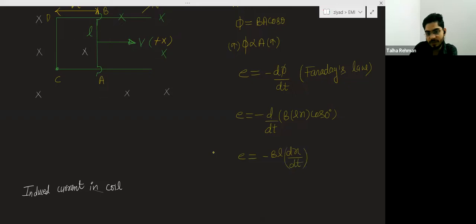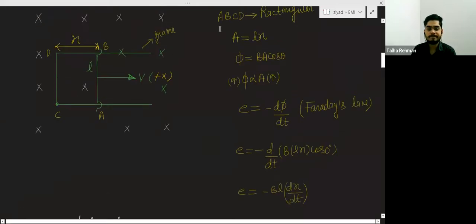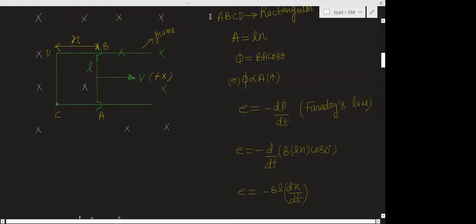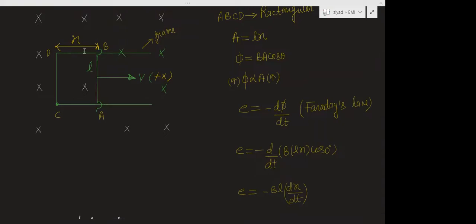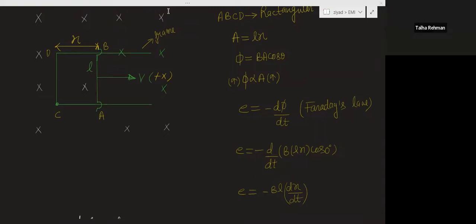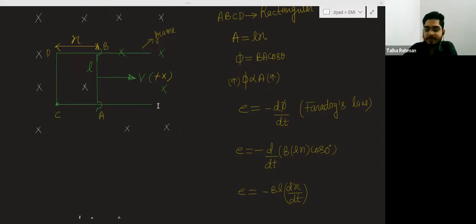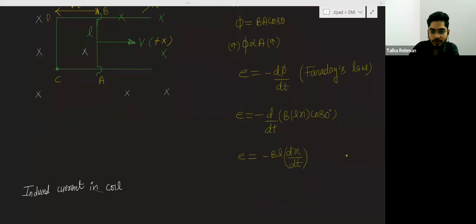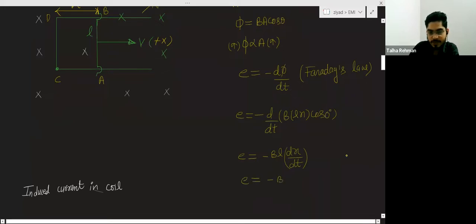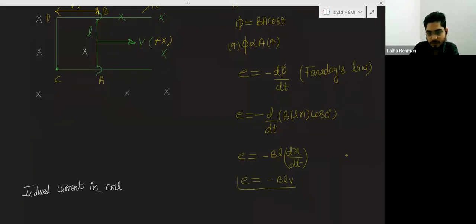Can you tell me what dx by dt will be? This x is changing. What is x? X is a distance. Distance divided by time is speed, or you can say displacement divided by time is velocity. So dx by dt is equal to the velocity of the wire. So the EMF induced in the wire is given by minus B into L into V. Got it or not? Yes, sir.